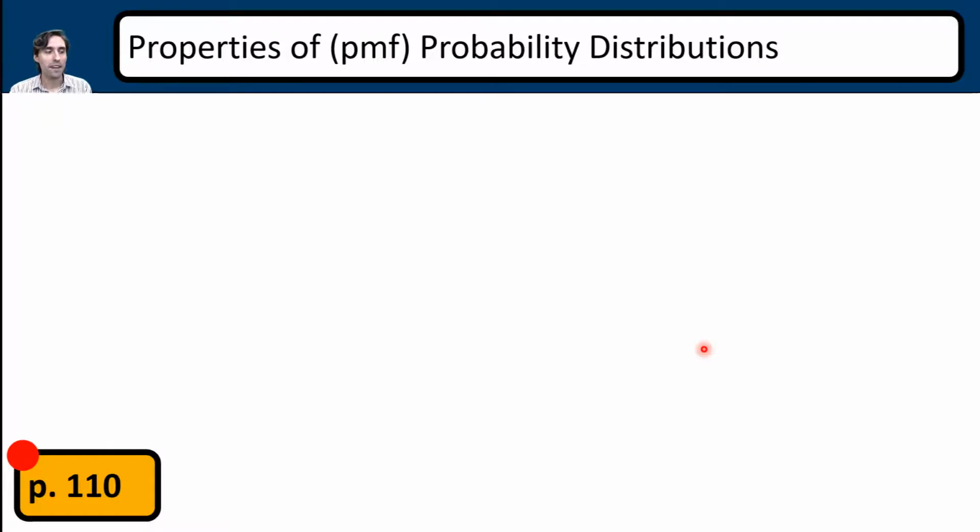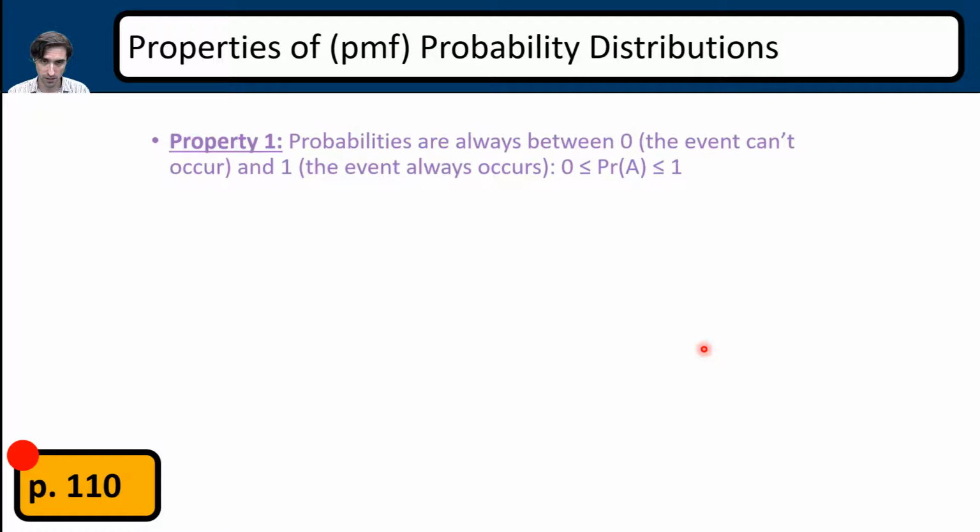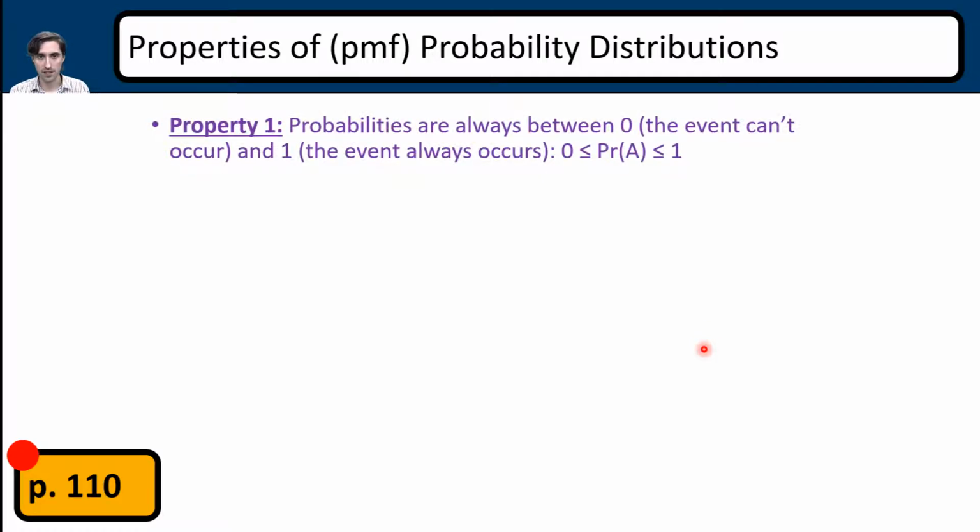Okay, moving on. This is probably the main point in the entire chapter, chapter 5, that you need to know about probability distributions: there are 4 properties that go along with it. The first one is that the probability has to be between 0 (or equal to 0) all the way up to equal to 1.